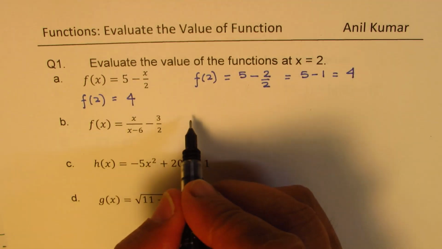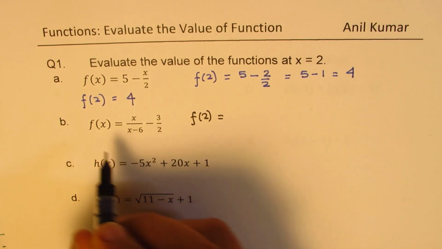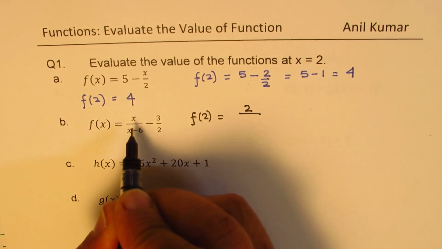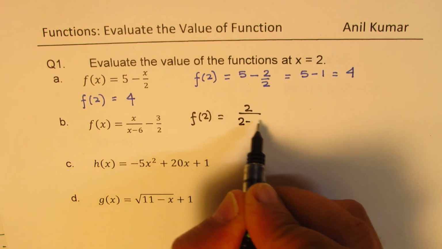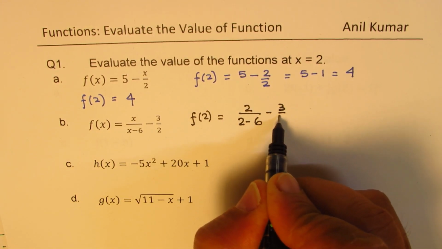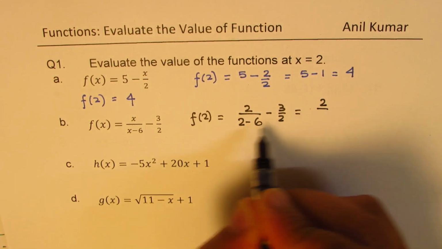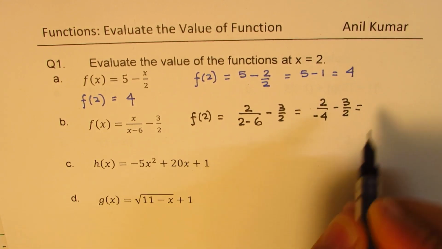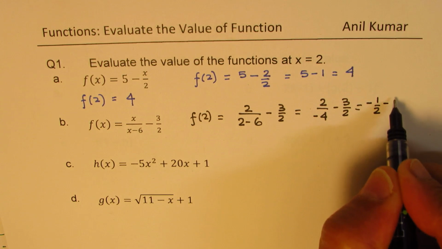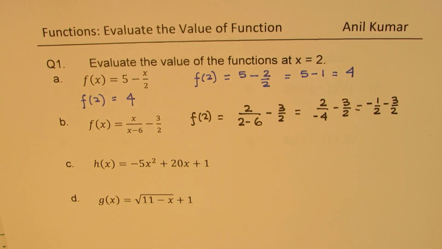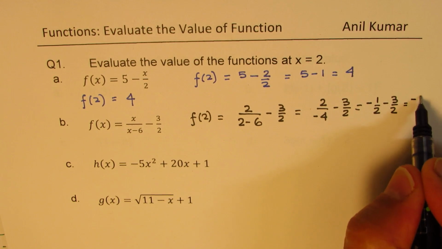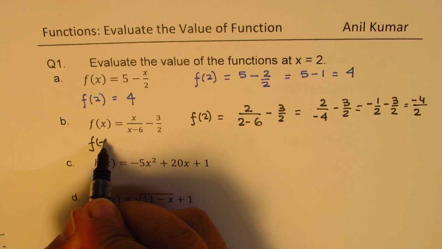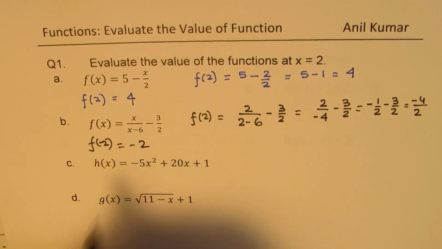This is a rational function, so we can again substitute the value 2. Since we're trying to find the value of the function at x equals 2, we get this as equal to 2 over, replace every x with 2, minus 3 over 2, correct? So we get 2 over 2 minus 6, which is minus 4, minus 3 over 2. You could simplify this. This is minus half minus 3 over 2, correct? Now minus half minus 3 over 2 is minus 4 over 2, which clearly is minus 2. So in this case, f of 2 is minus 2.